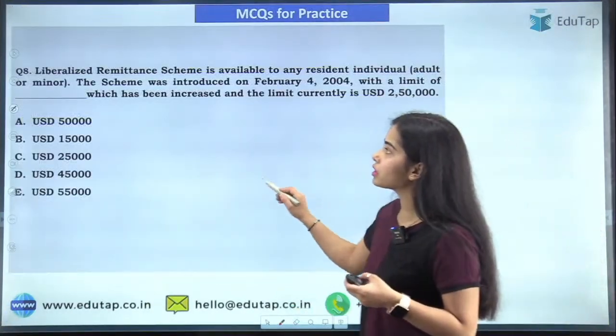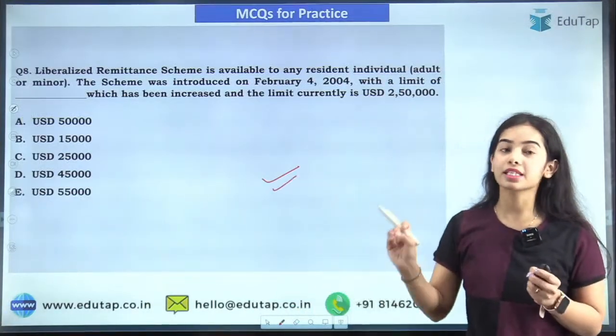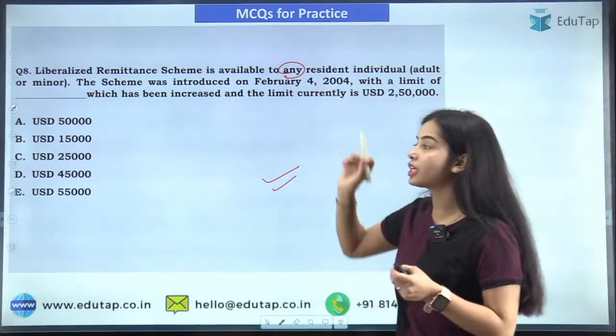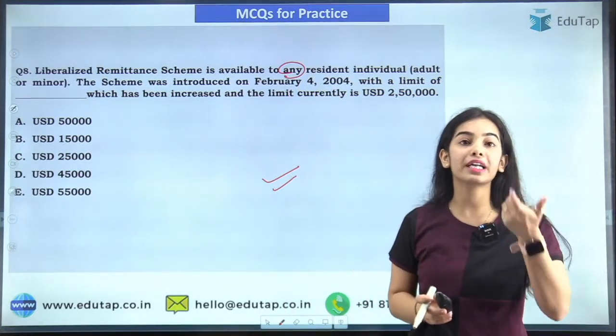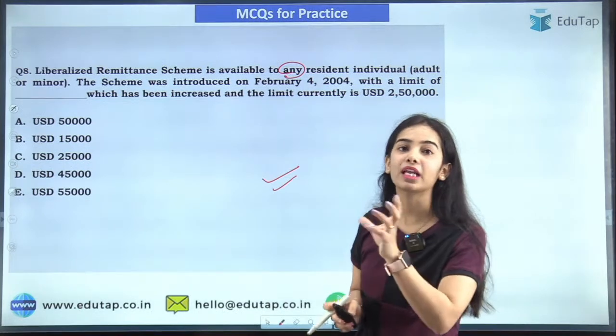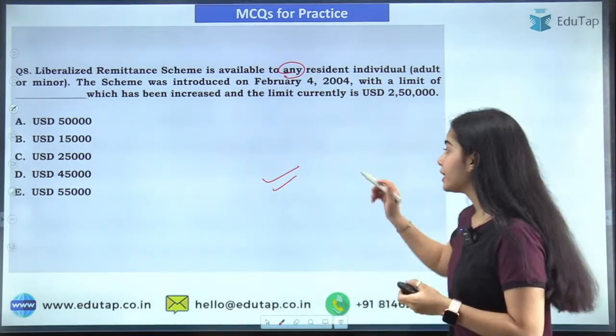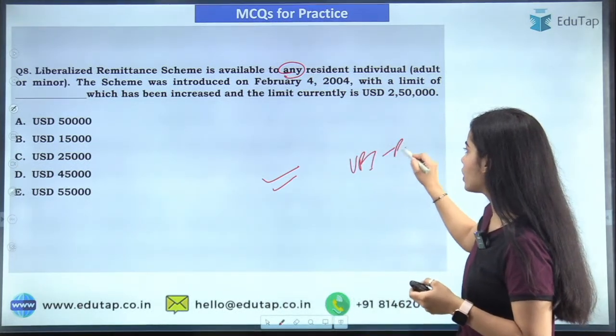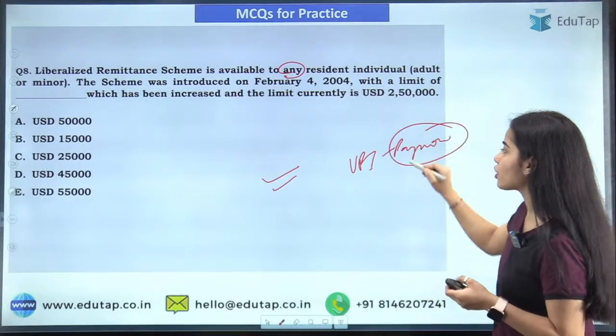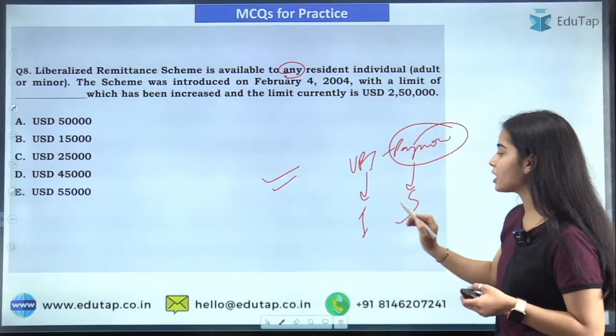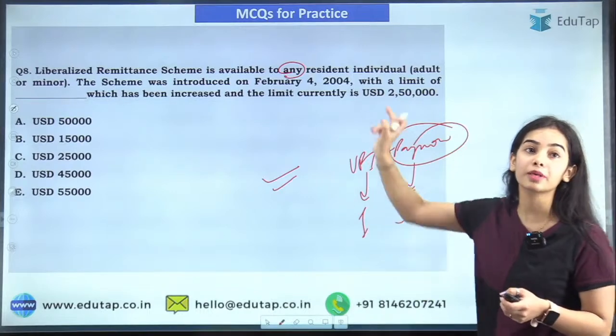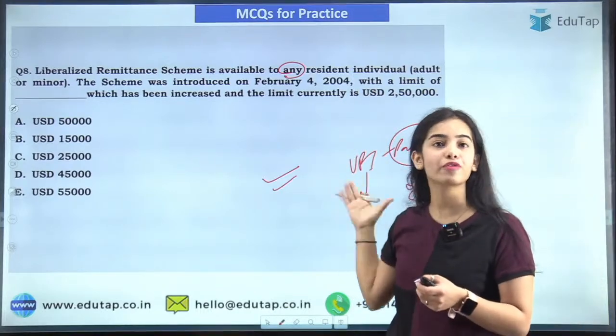So now coming to the liberalized remittance scheme that is available to any resident. The liberalized remittance scheme was used where? It was used in the UPI PayNow linkage news article. Okay, UPI and PayNow have been linked. PayNow is of Singapore and UPI is of India. So this has been linked under the liberalized remittance scheme.